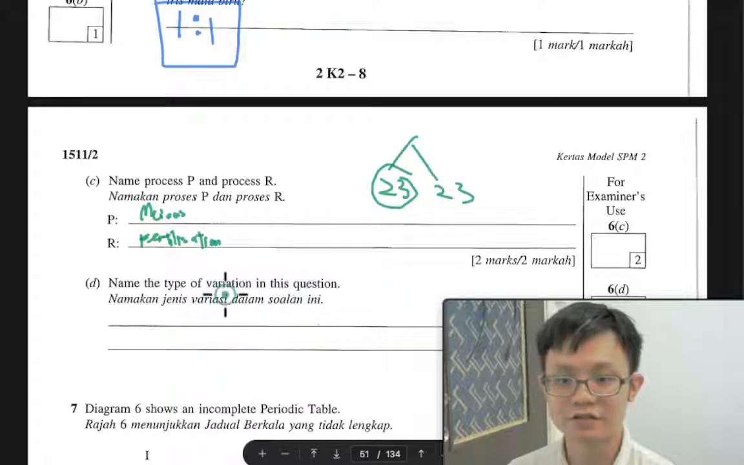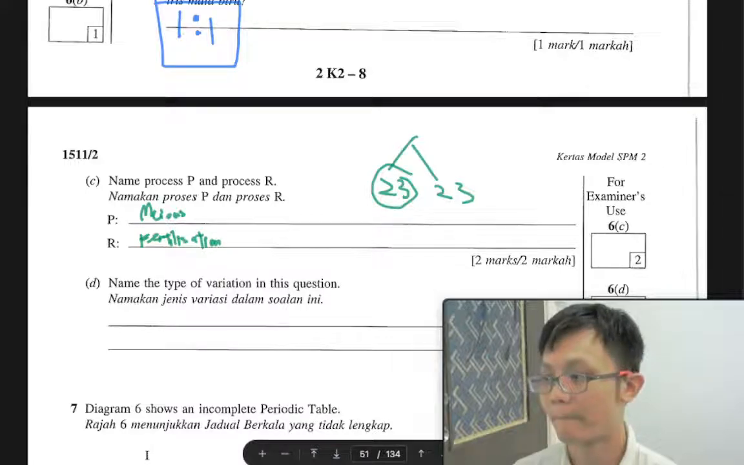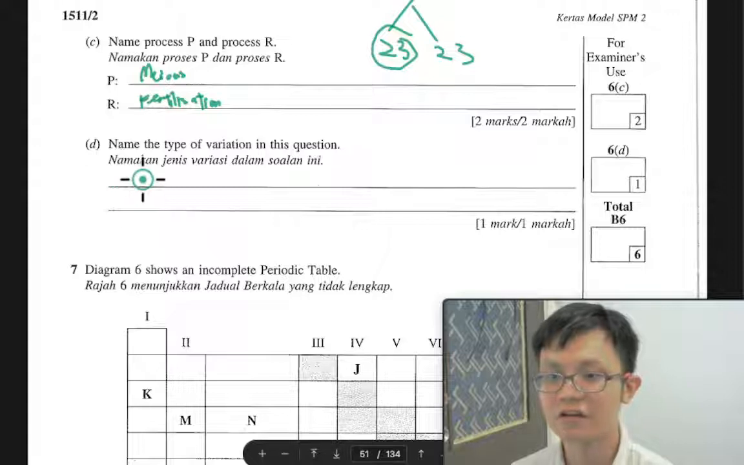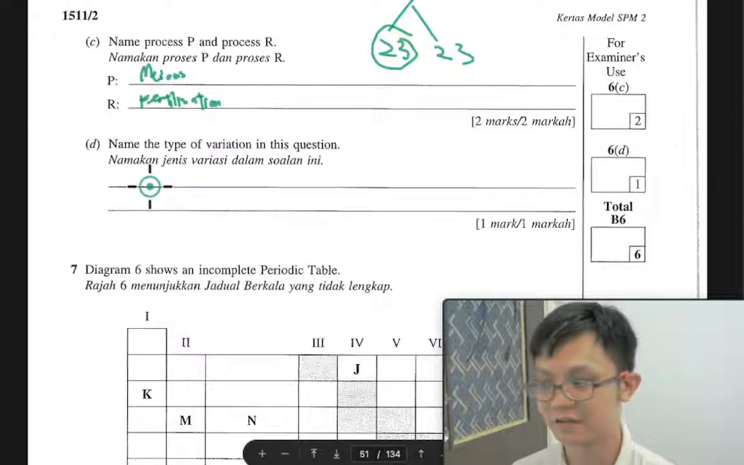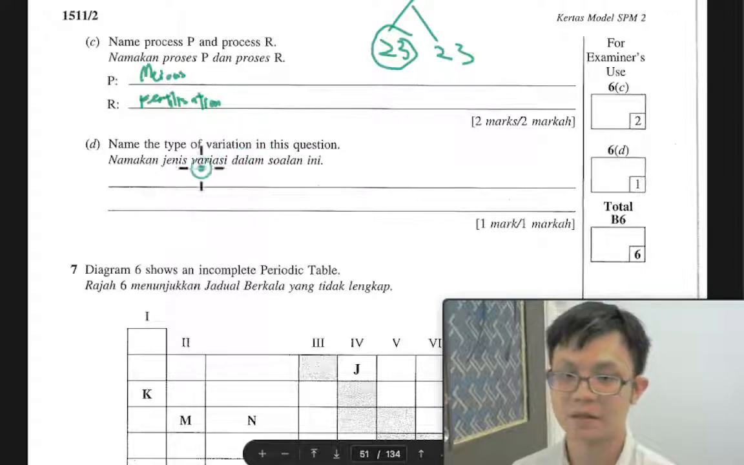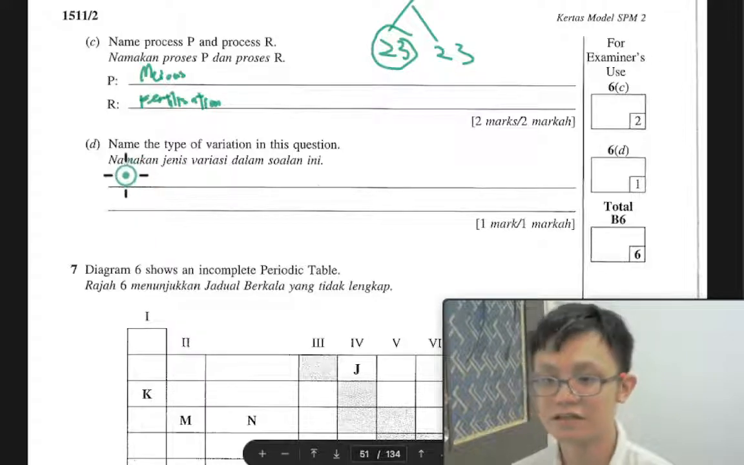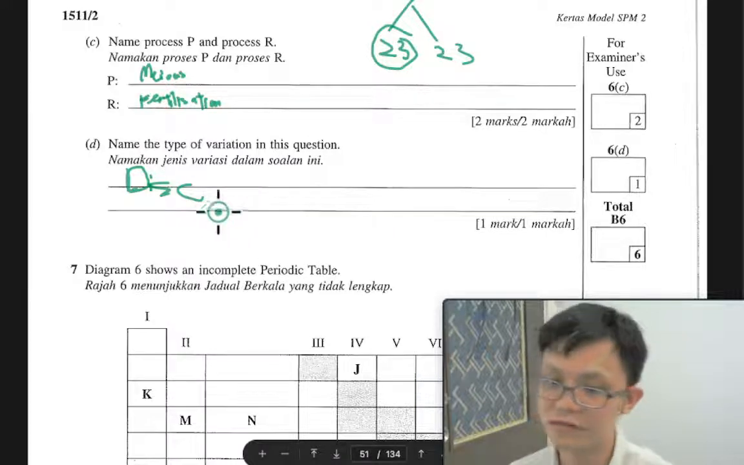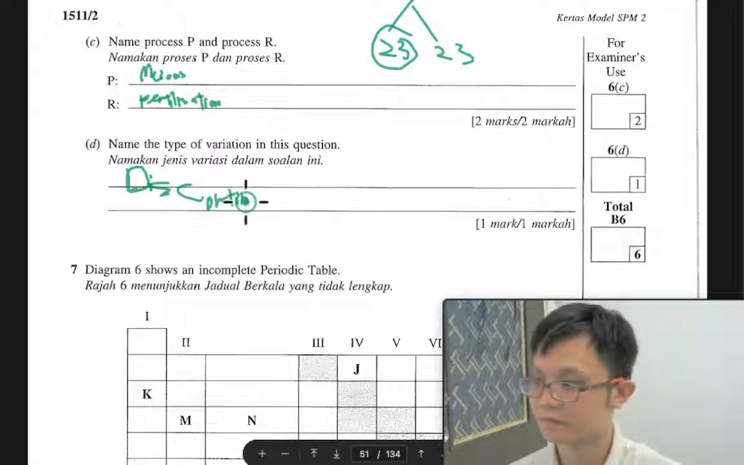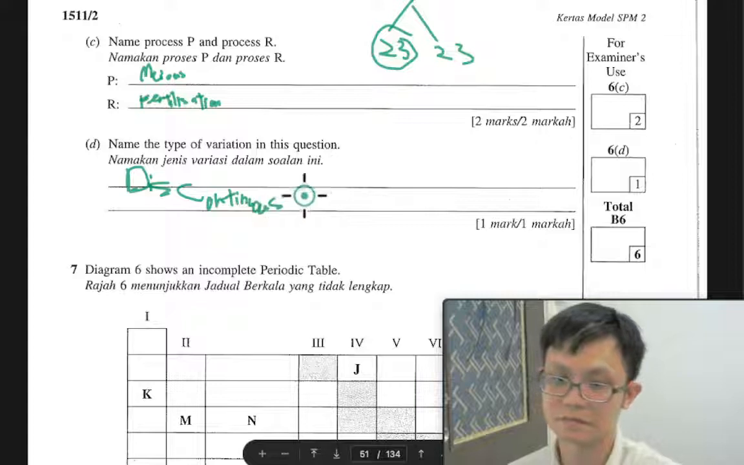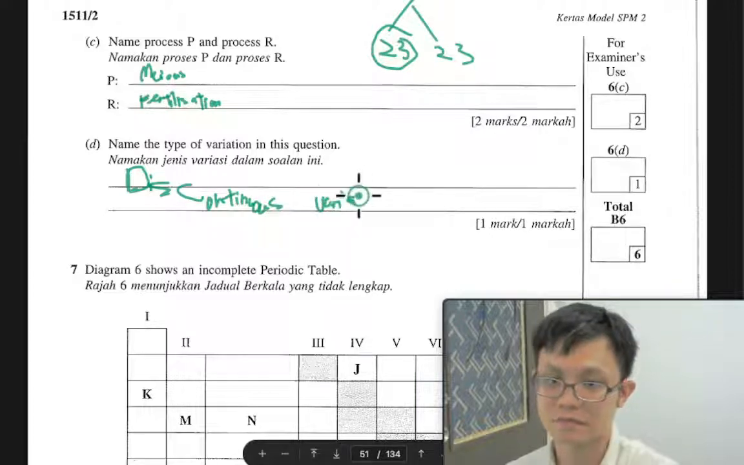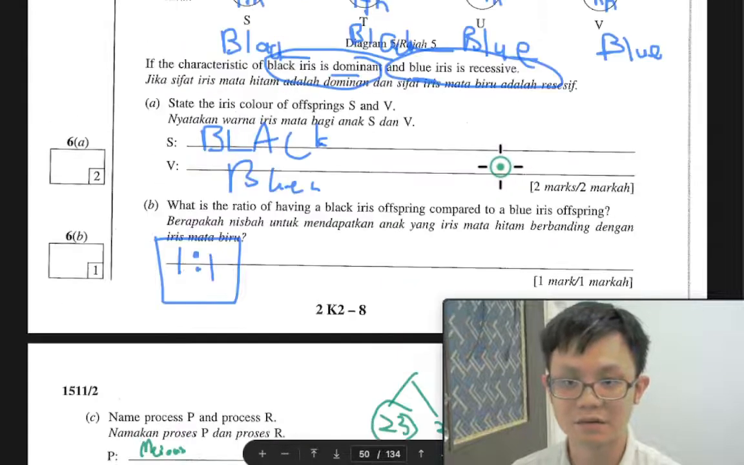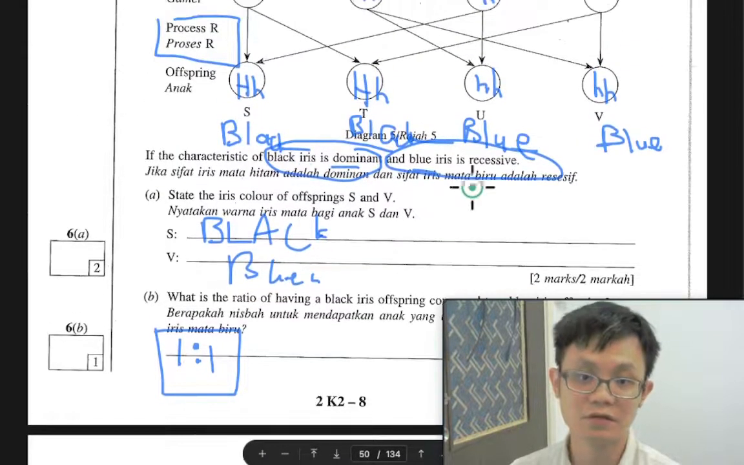Name the variation. So what is the variation? Continuous or discontinuous variation? I think continuous, right? This is eye color. Discontinuous. Why discontinuous? It shows significant differences. Yeah, okay, it shows a distinct difference, like blood group, for example.